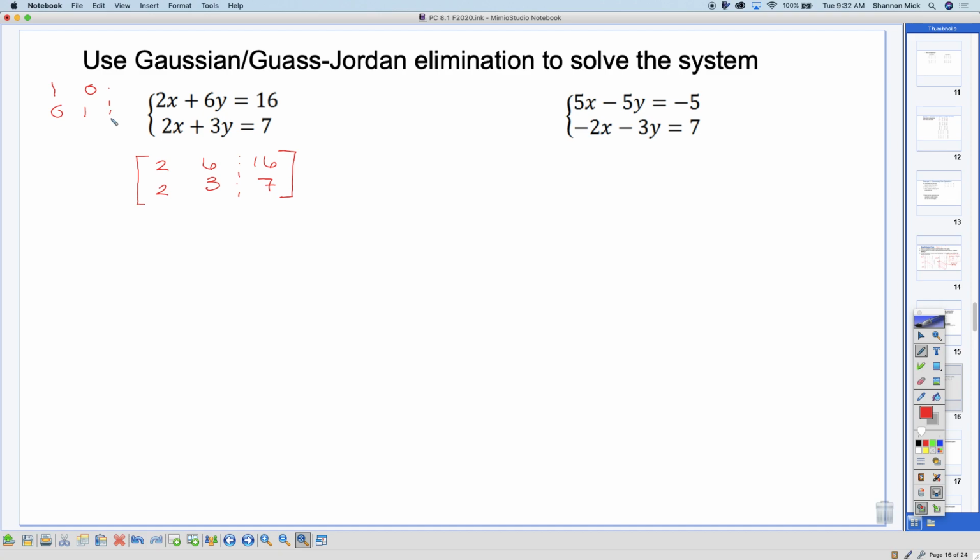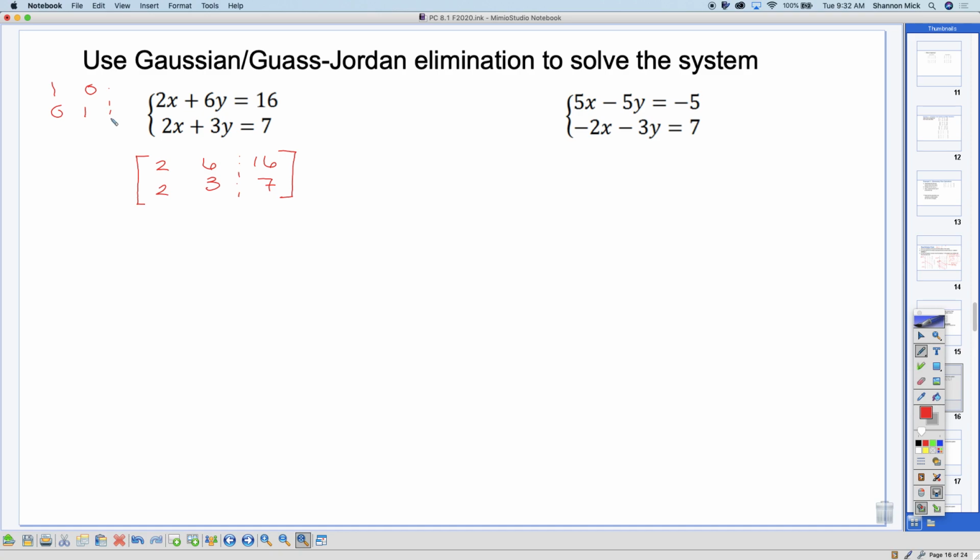1. My procedures I can do, I can switch a row. I can multiply a row by a non-zero number. I can combine multiples of rows together. Those are what I can do, correct? Now, switching rows.